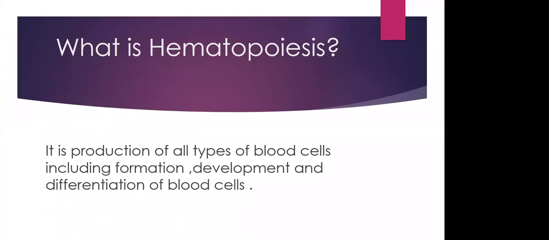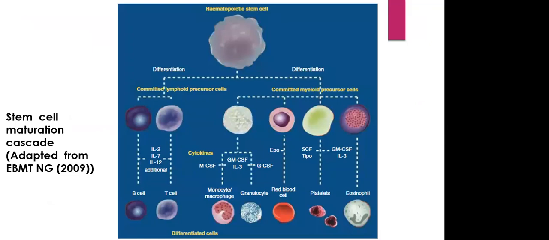What is hematopoiesis? It is the production of all types of blood cells, including formation, development, and differentiation of blood cells. These are the different stages of hematopoiesis that can be seen. There are cytokines like GCSF, eltrombopag, romiplostim, erythropoietin, and plerixafor.